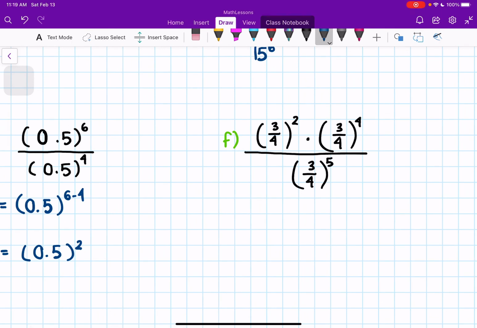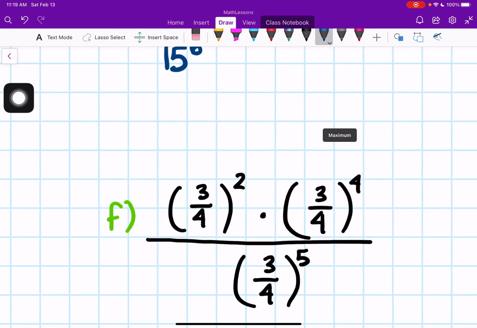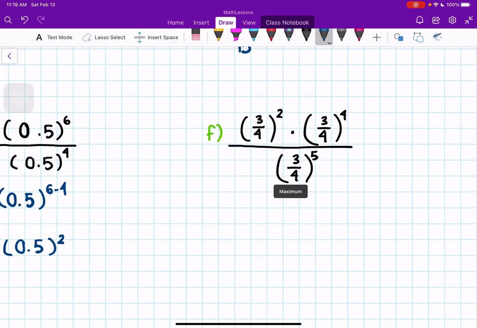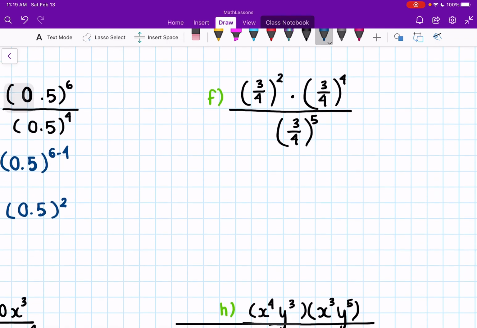In this example over here, when it comes to dealing with fractions, like when you're dealing with a compound problem like this, where I've got multiplication and then I have division, always simplify the top and the bottom before you deal with them. What I tell my kids is, it's almost like zoom in and look only at the top, and then zoom out and look at the whole problem.